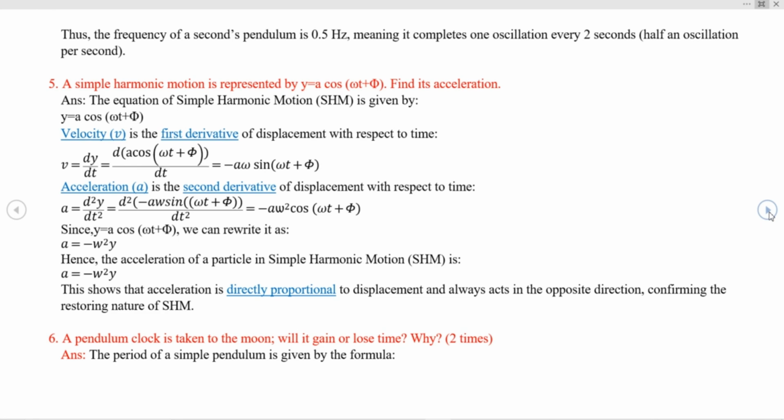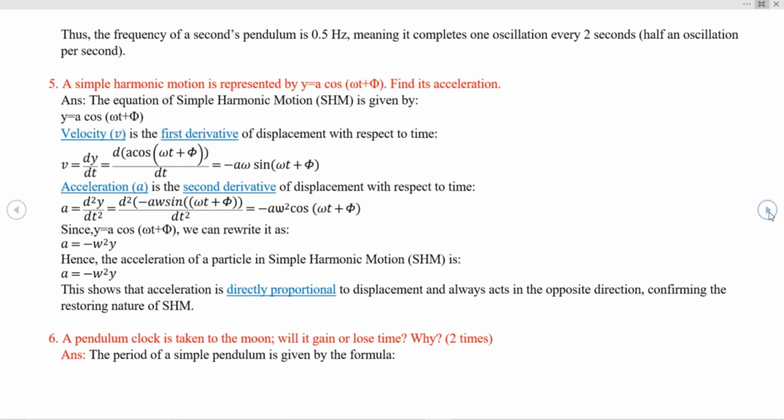Another question we have is: a simple harmonic motion is represented by y equals A cos(omega t plus phi). Find its acceleration. So our answer should be like, the equation of simple harmonic motion is given by y is equal to A cos(omega t plus phi).